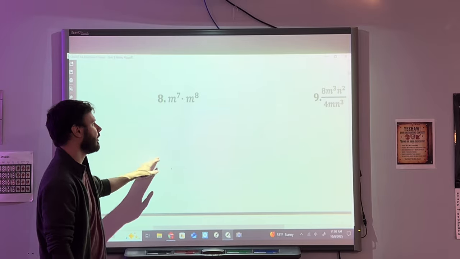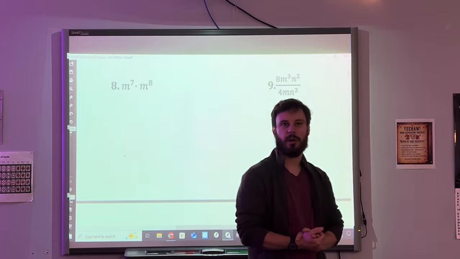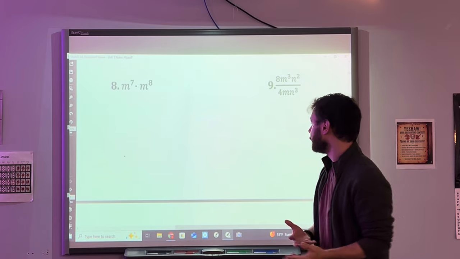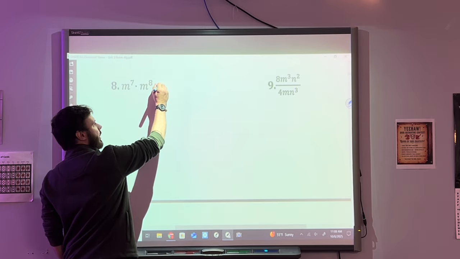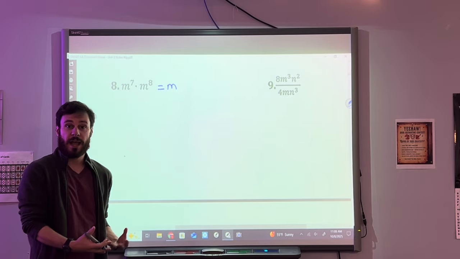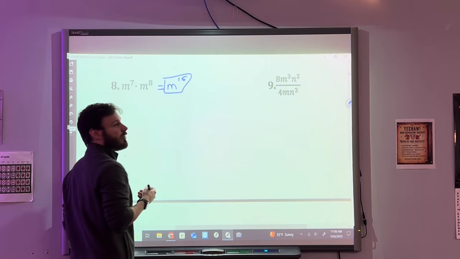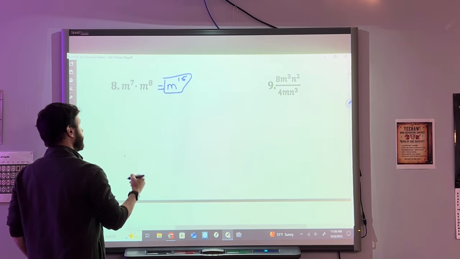Let's come down here and let's look at M, because this is a nicer example of what number 1 is going to do for my purposes of explaining the rule. So here we have m to the 7 times m to the 8. Well, we just covered that if we're multiplying with like bases, we add the exponents. So we should just really quickly know that that's going to be to the 15. But why? Why is that the case?